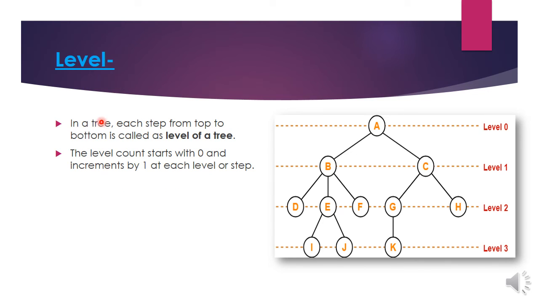Level. In a tree, each step from top to bottom is called a level of a tree. If we see in this picture, there are some dotted and parallel lines. These are called levels. So levels start from top to bottom and increase by 1. You see level 0, level 1, level 2, level 3. So these levels are increasing by 1. How many total levels are there? There are 4 levels, right? So these are the levels.